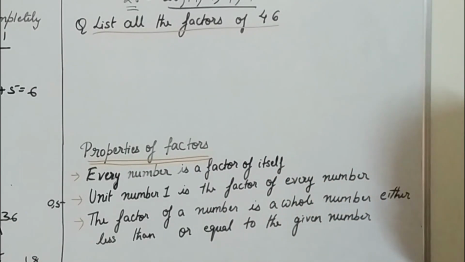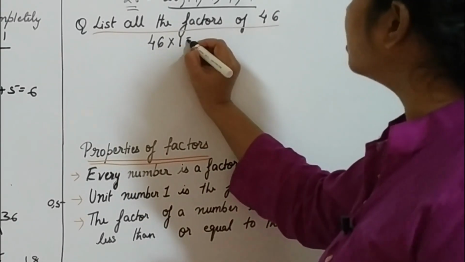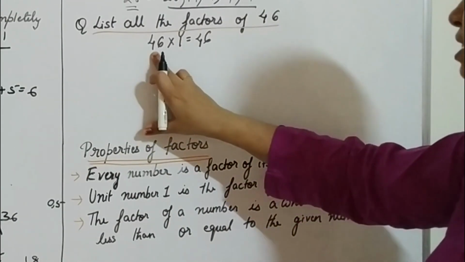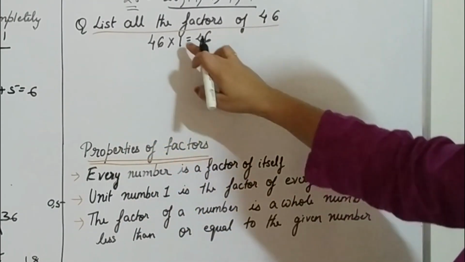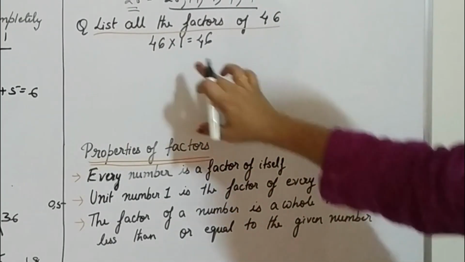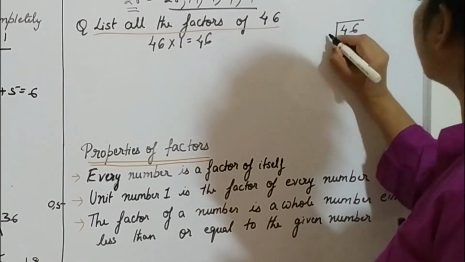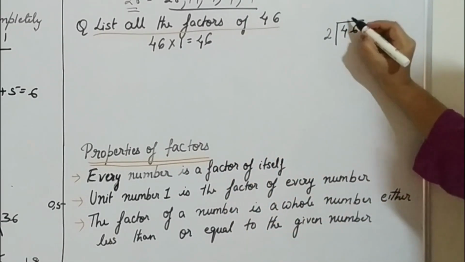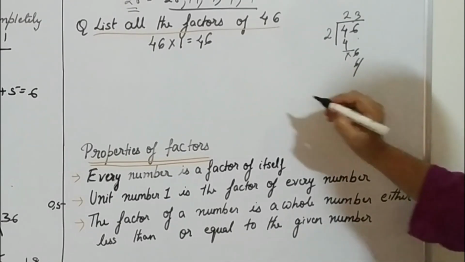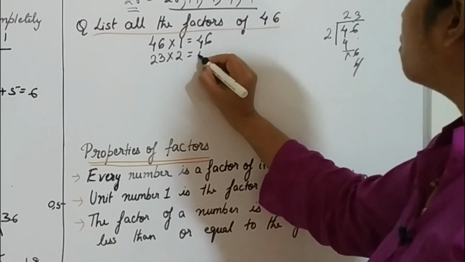Now list all the factors of 46. Again we will see 46 into 1 is equal to 46 because every number is a factor of itself. So 46 is one factor and the unit number 1 is also the factor of every number. So unit number 1 is another factor. That is clear. Now next we will see whether 46 is divided by 2. Yes, because it is an even number. So 2 2s are 4, 2 3s are 6. So 23 into 2 is equal to 46.